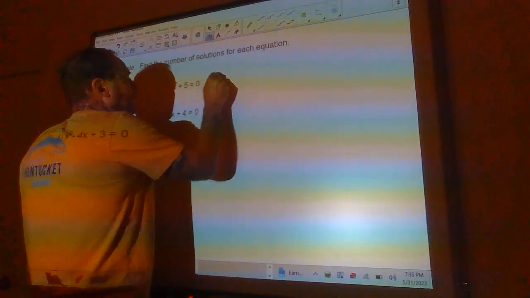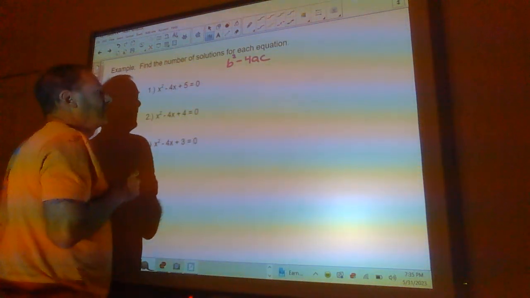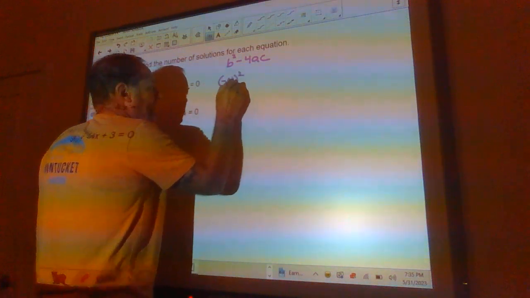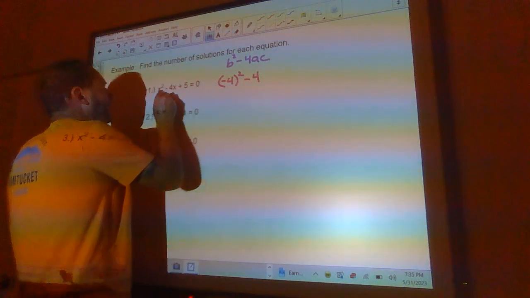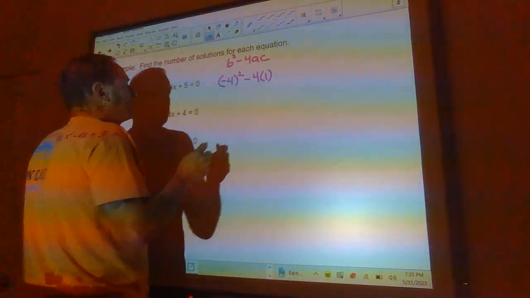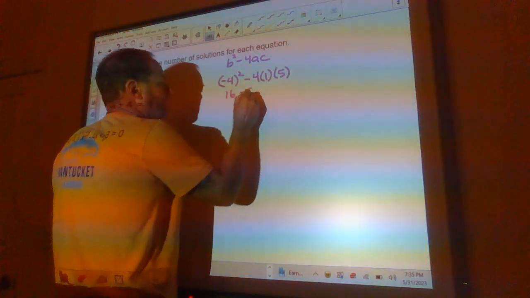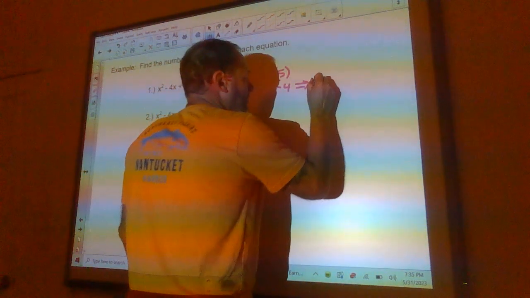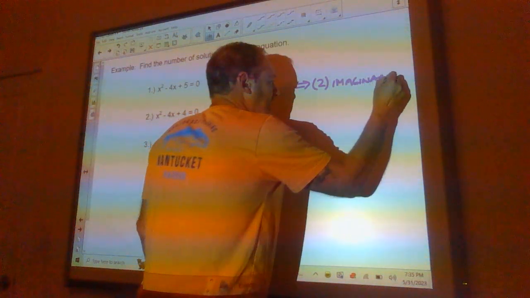Okay, so I want b squared minus 4ac on all these. Okay, so b would be -4, and remember I square it. This number is always going to be positive. The b squared is always going to be positive. -4, a is going to be 1 because that's the coefficient of the x squared, and c is going to be 5. Okay, so it's going to be 16 minus 20, which is -4. That tells me it has 2 imaginary solutions.